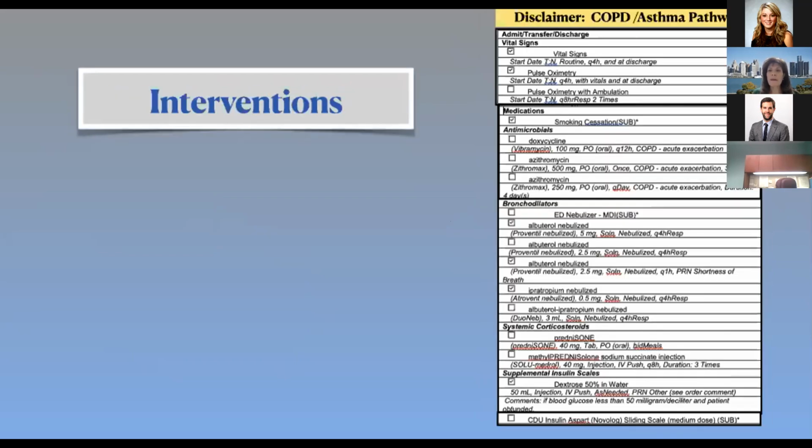This is our summary of our pathway. Again, we do use the combined COPD asthma pathway. It includes the typical triad of interventions of bronchodilators, steroids, and antibiotics for our COPDers. We do include smoking cessation here, and that drops down for options for nicotine gum or nicotine patches. And we also include a sliding scale that's really important to have for your diabetic patients in anticipation of hyperglycemia.